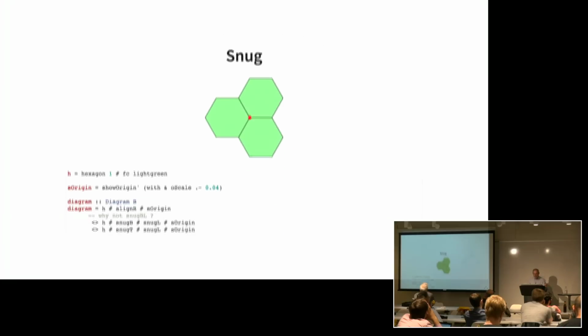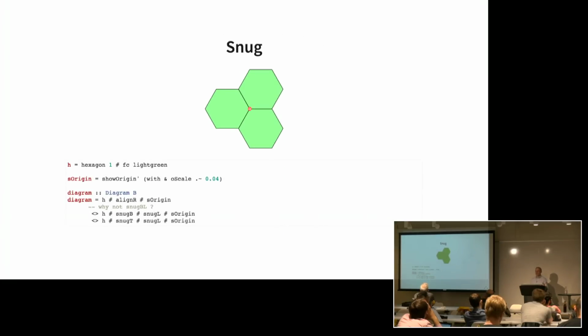And the parallel function to the align family of functions are the snug family of functions. The snug family of functions move the origin to their trace boundary, not to their envelope boundary. And you can see, for the most part, what I changed in the code was I changed the word align to the word snug. I have a comment there that asks, why not use snug bottom left? There actually is a function, snug bottom left. Can anybody answer what would happen if I used it?